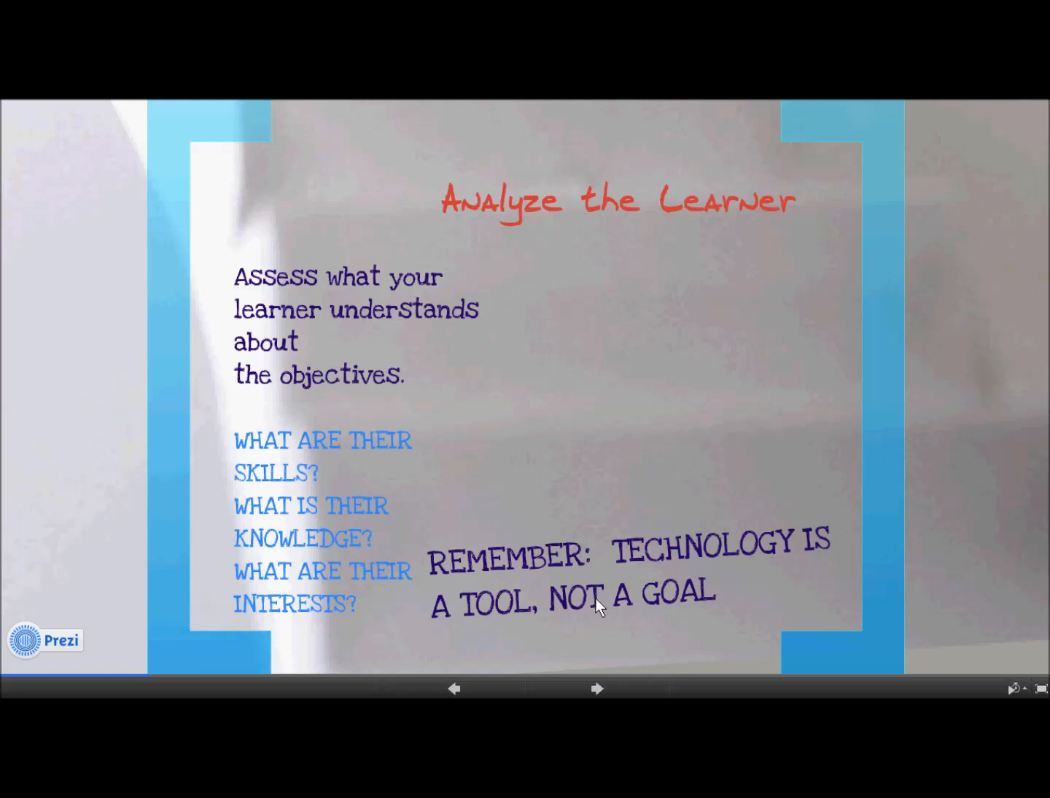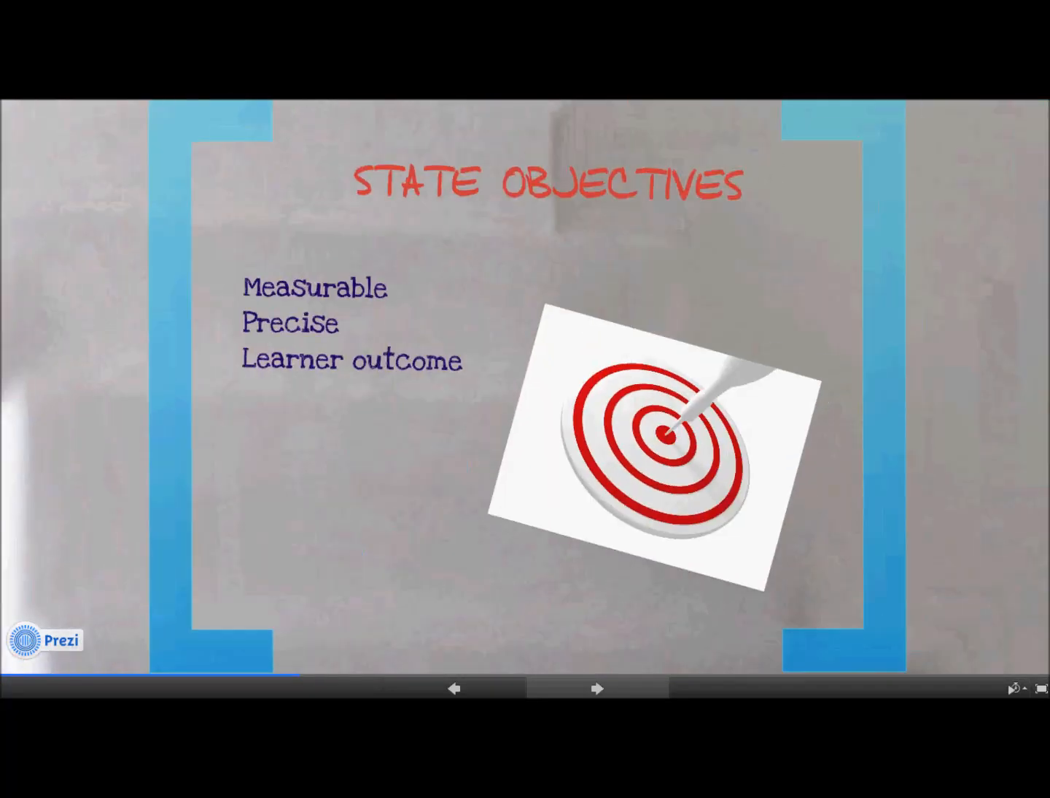Remember, technology is a tool. It is not the goal of education. Yes, we want them to be able to think with technology. Yes, we want them to be able to use it, but we want them to use it to remember the NETS standards: to think, to create, to problem solve, to collaborate.